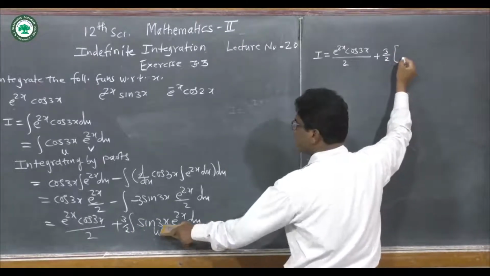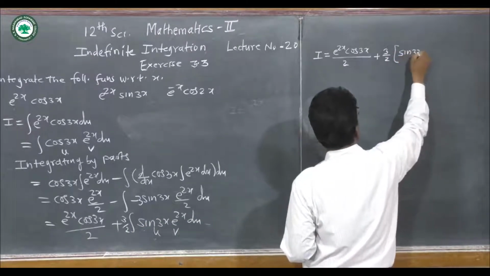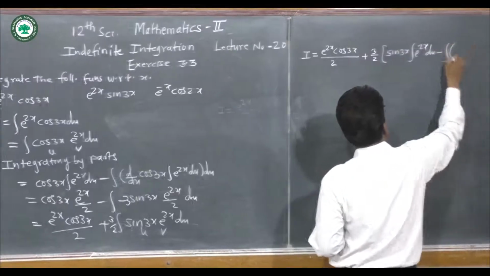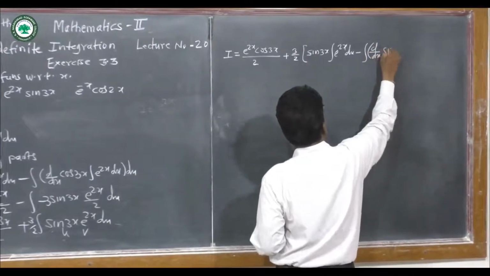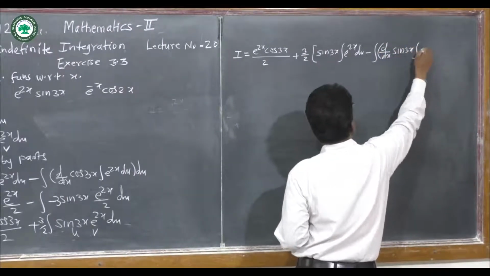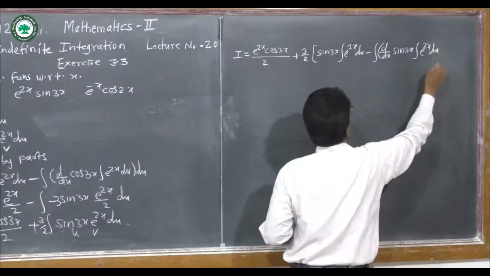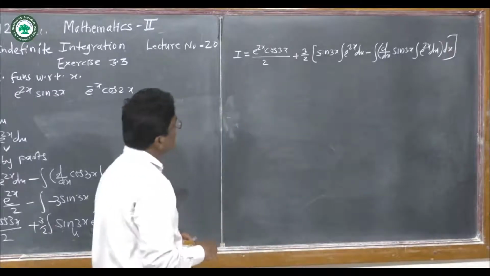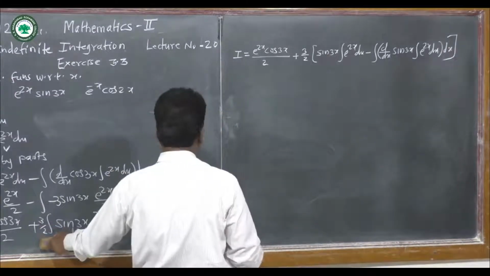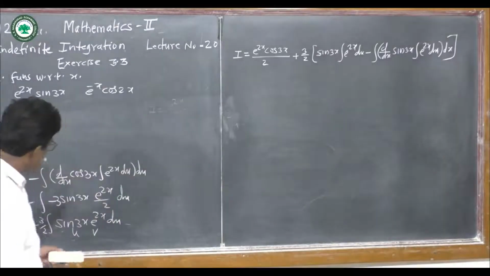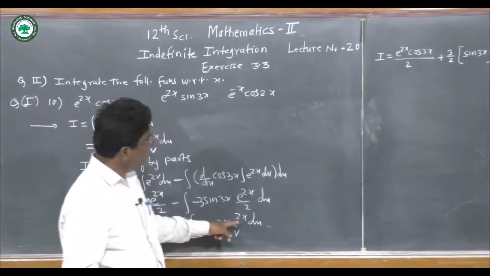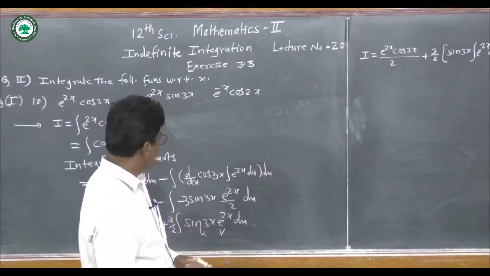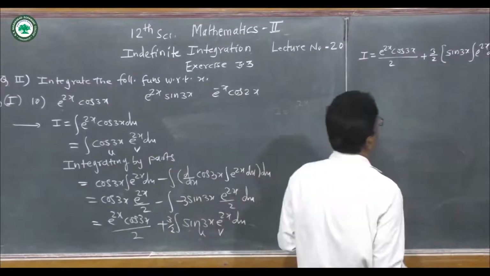So u means here sine of 3x into integration of e to the power 2x dx, minus integration of derivative of sine of 3x into integration of e to the power 2x dx, and this dx, and then complete here the square bracket. So here 3 by 2 as it is, and integration of uv dx, that is sine of 3x integration of e to the power 2x dx minus d by dx of sine of 3x into integration of e to the power 2x dx.